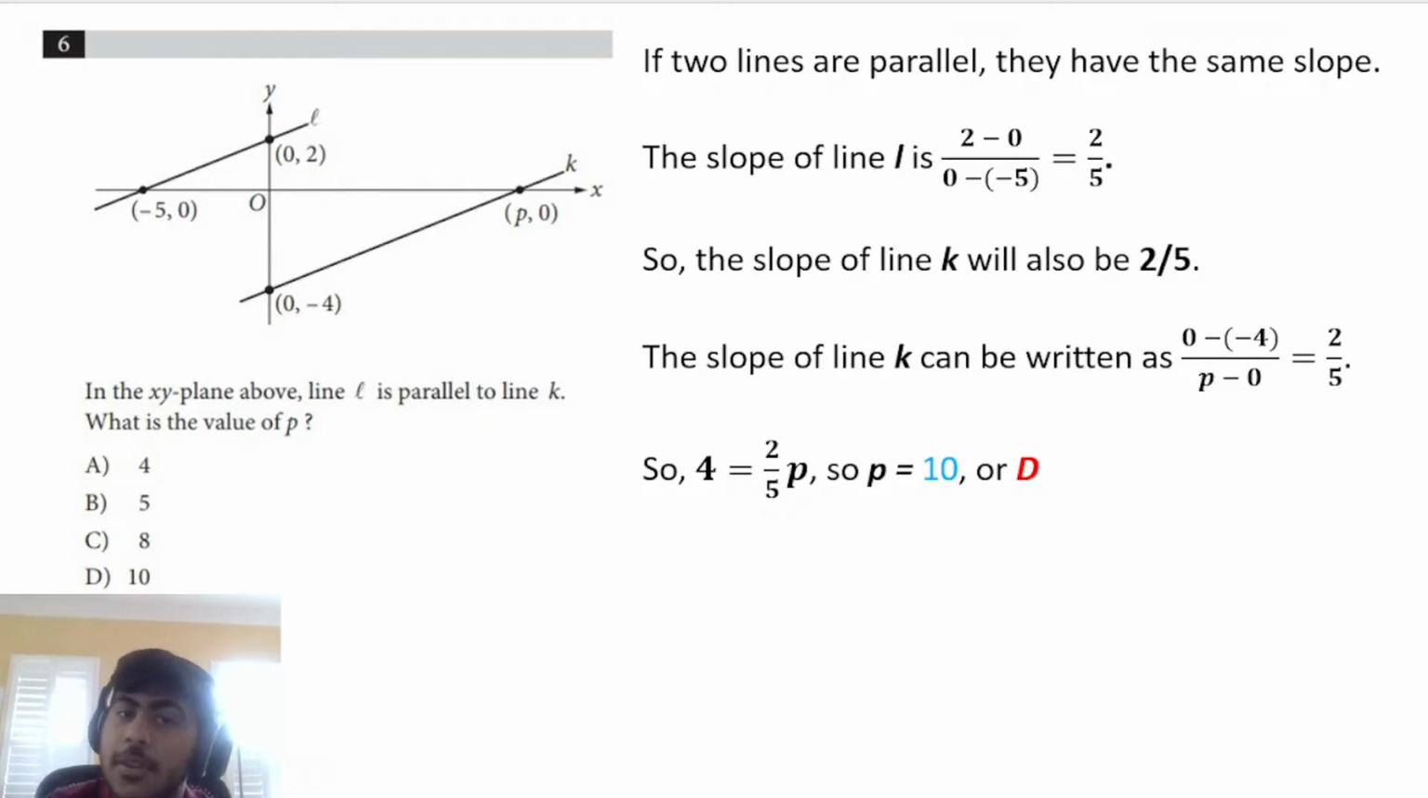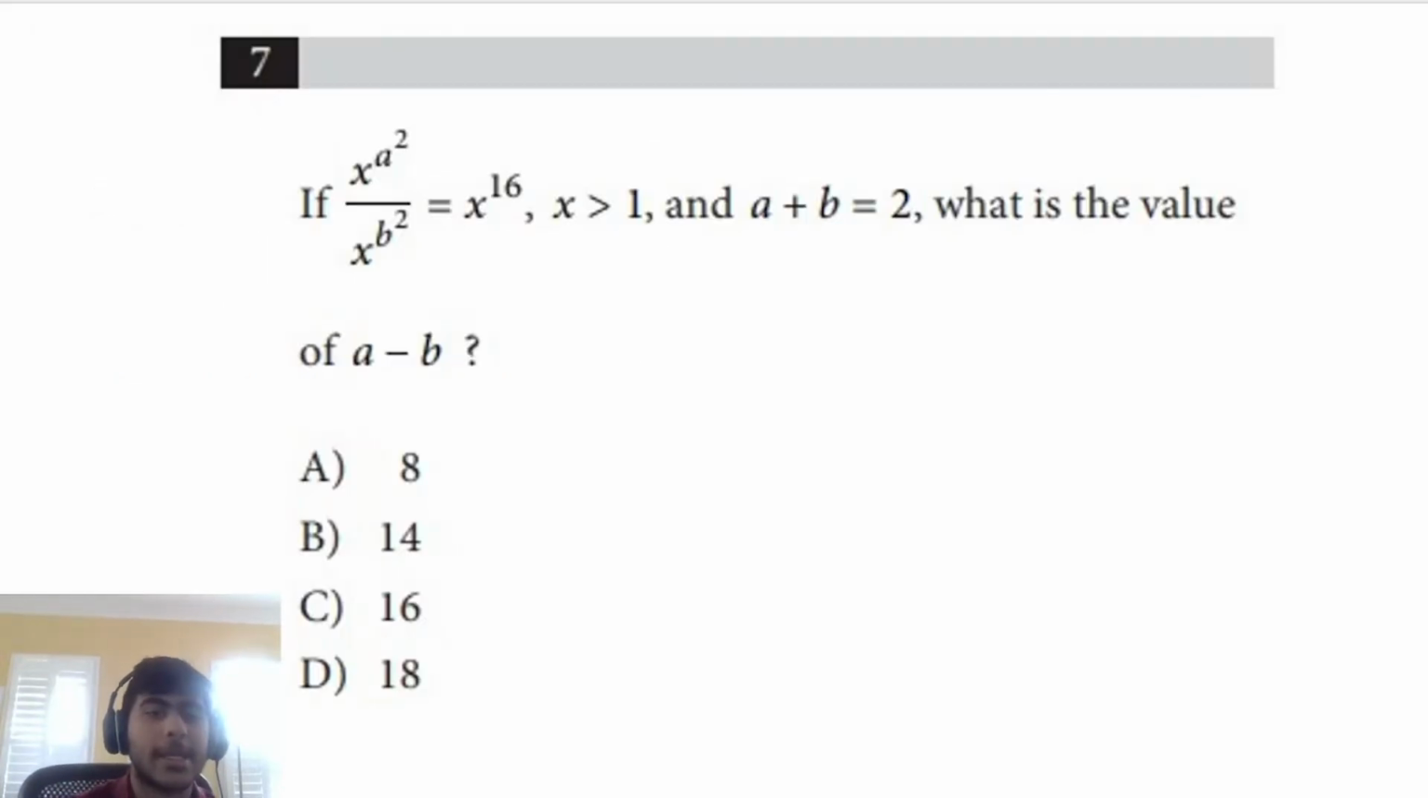We can write the slope of line K using these 2 points as (0 minus -4) over (P minus 0), and that's supposed to be equal to 2/5. So 4 over P equals 2/5, so 4 equals 2/5 P, and then P is going to be equal to 10, or answer choice D. Alright, let's keep going with question number 7.